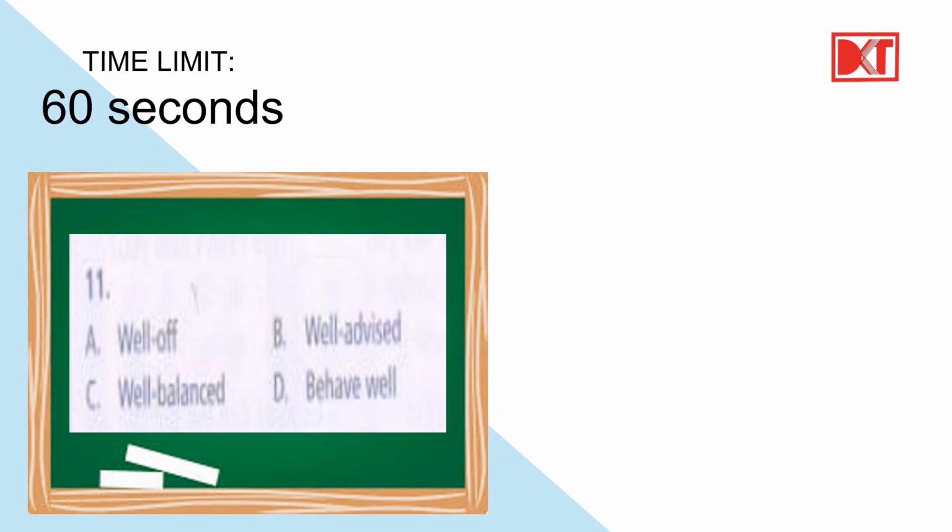Here the options are A, well off, B, well advised, C, well balanced, D, behave well. Now here the correct answer is D, behave well. Alright. Here in option D, the word well is answering the question of how, adverb of manner. Whereas in the others, well off, well advised, well balanced, it is doing the job of an adjective. Well off, doing the job of an adjective again, well advised like an adjective, well balanced, adjective, right?